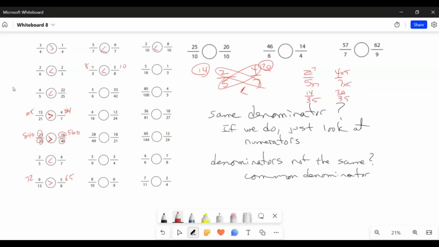What do we get when we multiply 5 times 42? If we're doing the cross multiply butterfly method, what do we get when we multiply 5 times 42? Okay. When we multiply 5 times 42, we get 210. What do we get when we multiply 6 times 33?